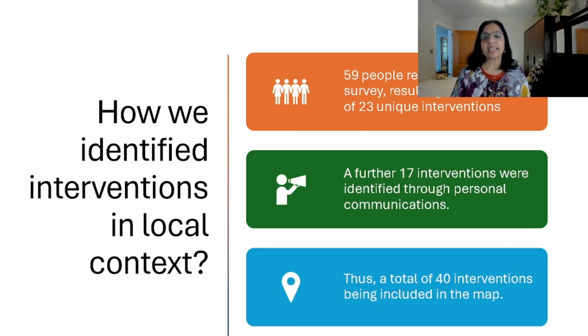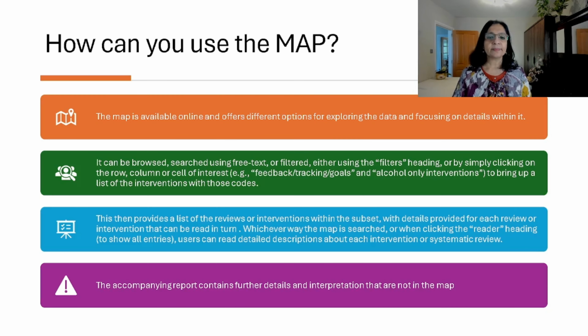So around 59 people responded to the survey, resulting in the inclusion of 23 unique interventions. We also identified a further 17 interventions through personal communications. So we have used survey and personal communication to identify the local interventions. So a total of 40 interventions were identified.